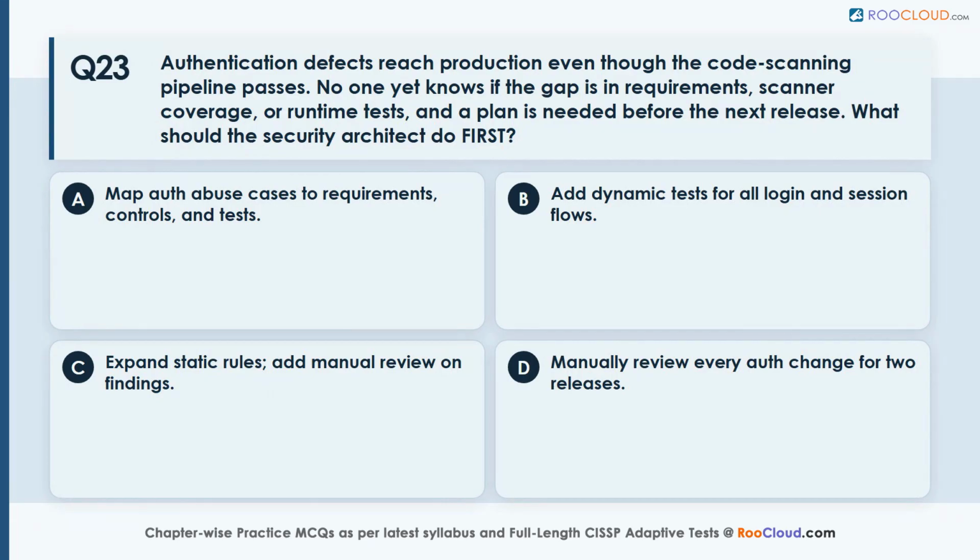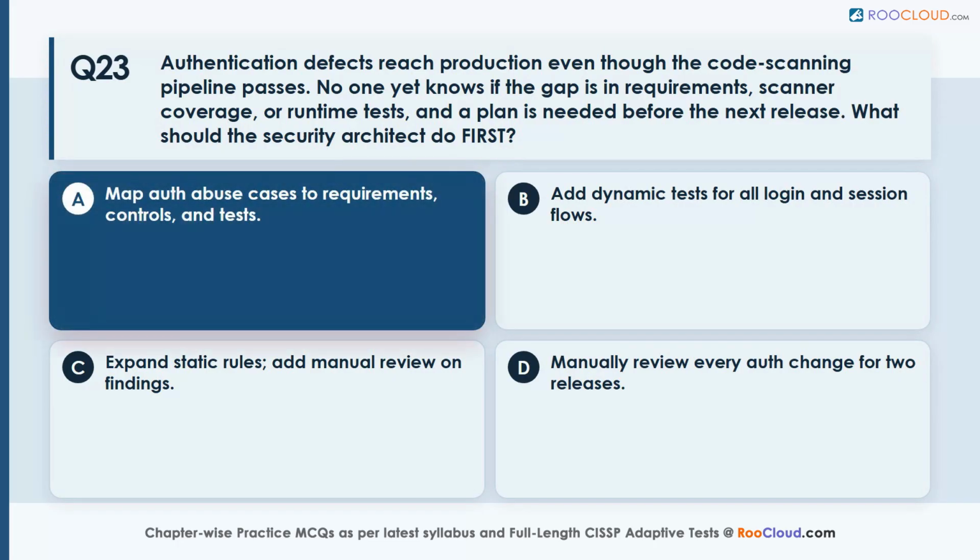Option B adds dynamic tests everywhere. That bets the gap is runtime. Option C expands static rules and adds manual review. That bets it is scanner coverage. Option D reviews every auth change by hand for 2 releases. Brute force that never finds the cause.